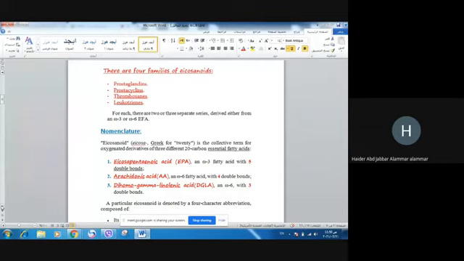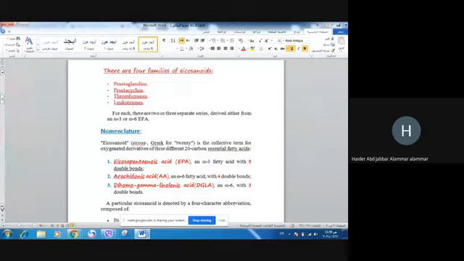The first 3 of these 4 are all regarded as prostaglandins, while the fourth one, leukotrienes, is the second class of eicosanoids. For each, there are 2 or 3 separate series derived from either omega-3 or omega-6 essential fatty acids. Regarding the nomenclature of the eicosanoids, as you know, eicosa means 20 in Greek. So collectively, they are oxygenated derivatives of 3 different 20-carbon essential fatty acids.